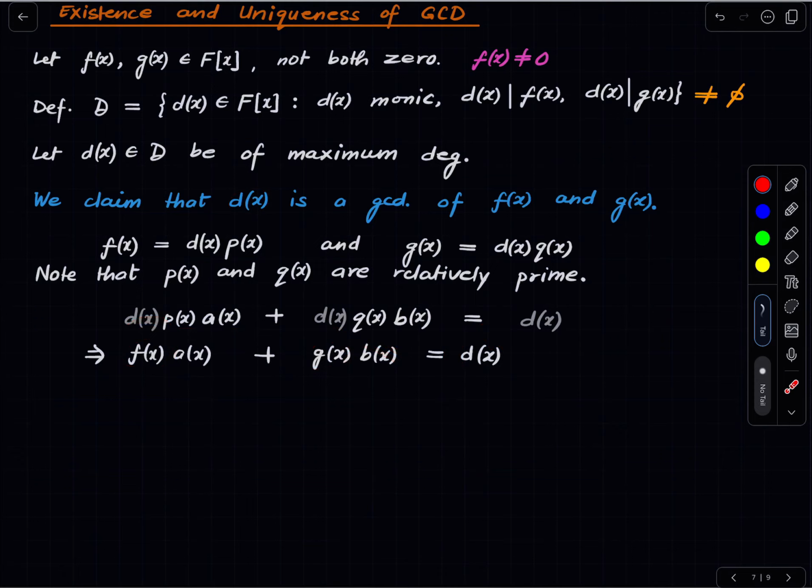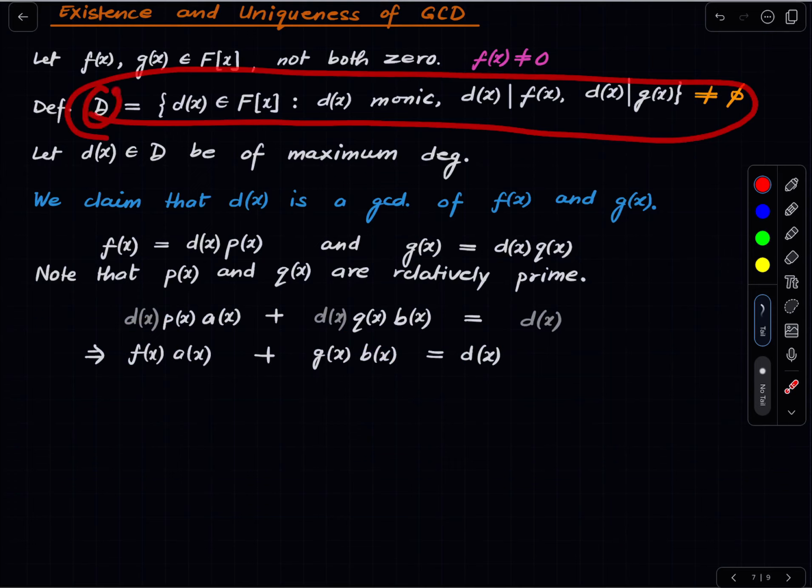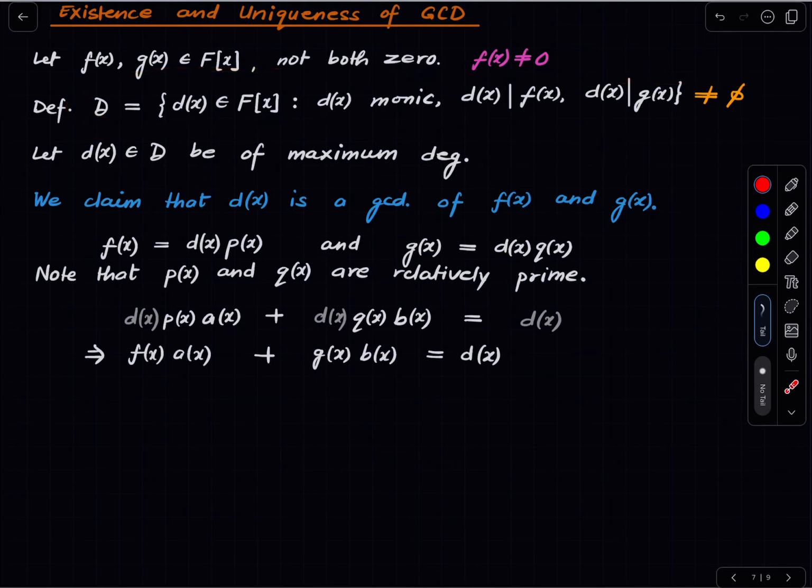So that proves existence. And in fact, you kind of get an algorithm to find the GCD. Algorithm in some sense, perhaps a useless one, but it is an algorithm nonetheless. Fine. Maybe not an algorithm, but a procedure. Okay. And now to prove uniqueness, just note the following.